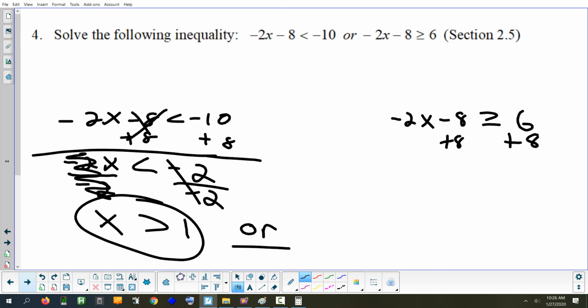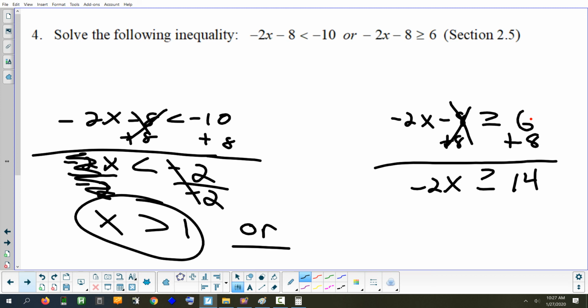Plus 8, plus 8. Tristan, what's 6 plus 8 give me? 14. And on the left-hand side, I still have negative 2x. Gianna, what's my last step here?